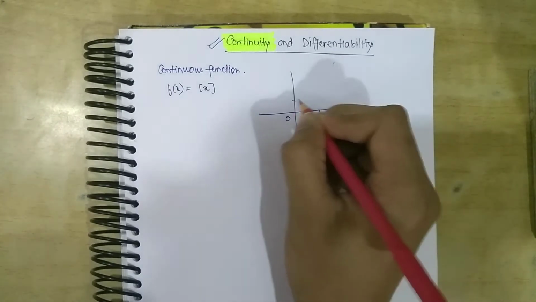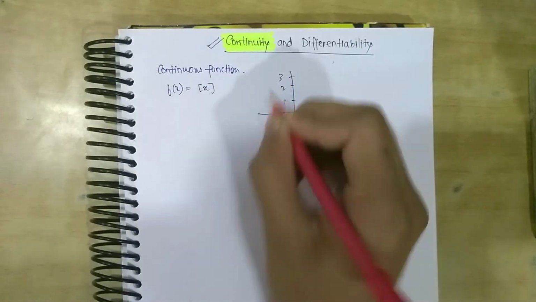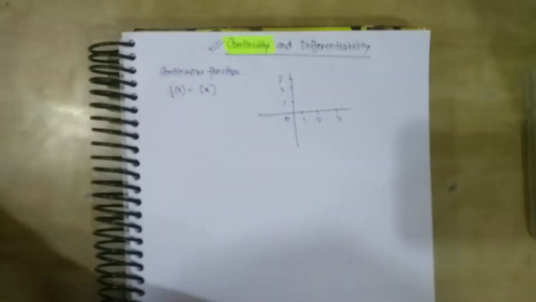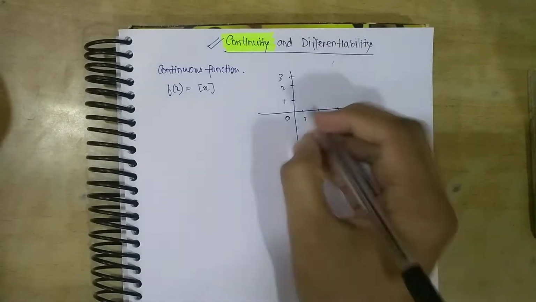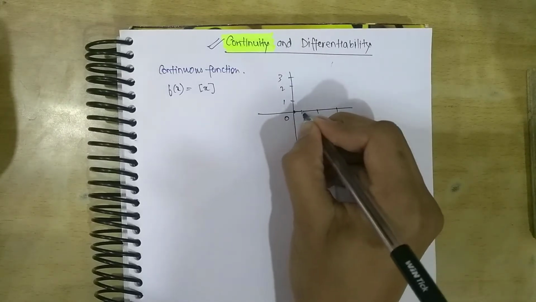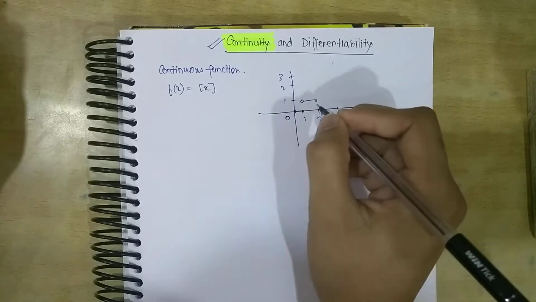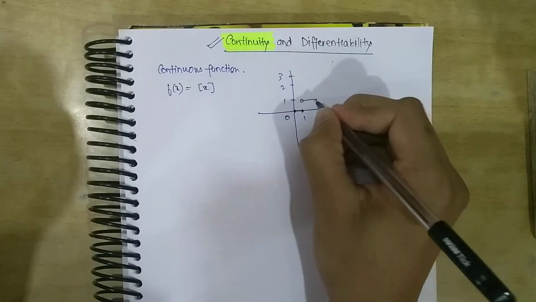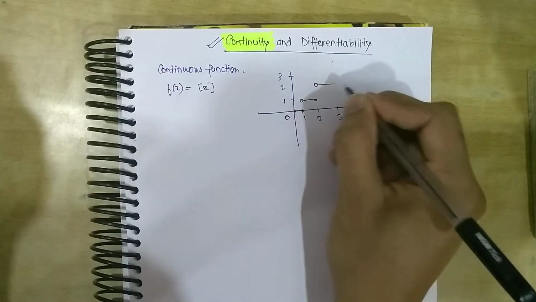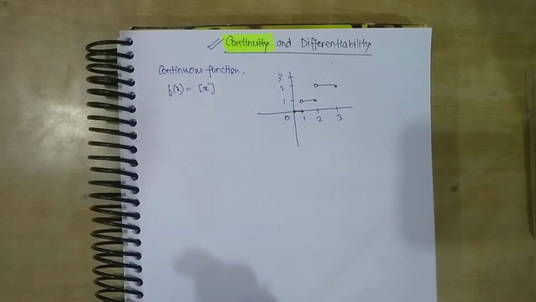So if I draw the axis, now let's see how the graph looks. If you don't know the graph, then it's fine, we will learn it later. So now let me tell you, the graph looks like this. The graph I'm drawing is the graph of the function greatest integer of x. So this is the graph.